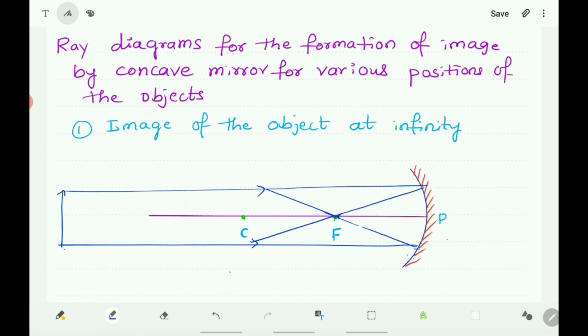Here at F, there is a formation of the image and it is a highly diminished image. So the image of the object at infinity is highly diminished, real and inverted.